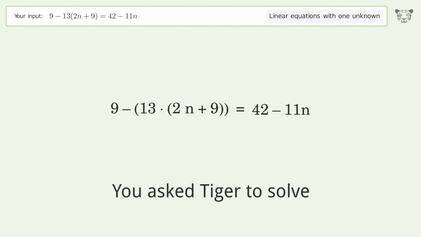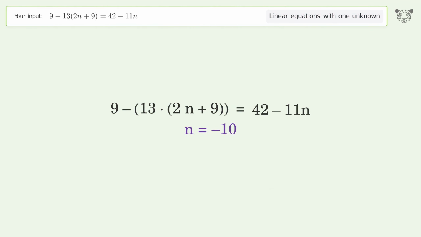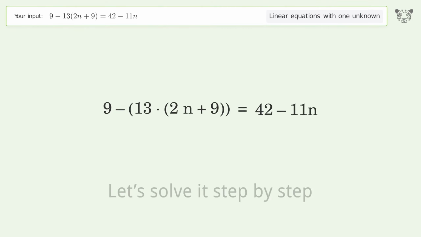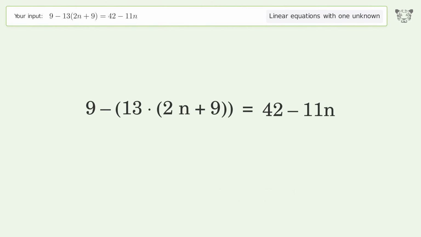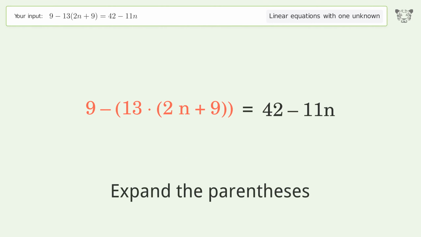You ask Tiger to solve. This deals with linear equations with one unknown. The final result is n equals -10. Let's solve it step by step. Simplify the expression. Expand the parentheses.